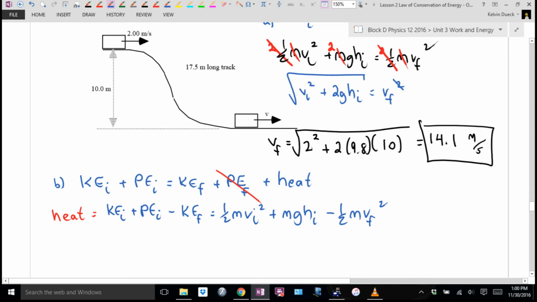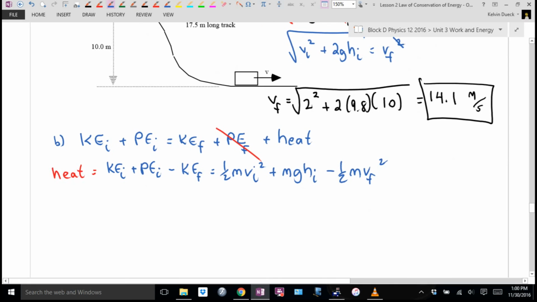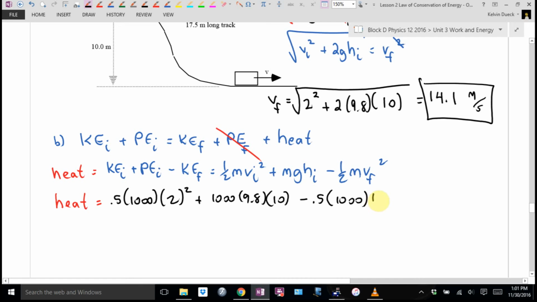final squared, where this time v final, instead of 14.1, what did I say? I've scrolled down. What did I say v final was in part B? Someone read for me, please. 12. Okay, here we go. The heat is going to be 0.5 times 1,000 times 2 squared plus 1,000 times 9.8 times 10 minus 0.5 times 1,000 times 12 squared.